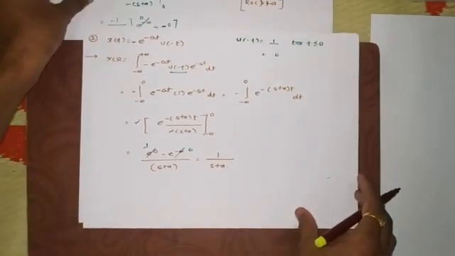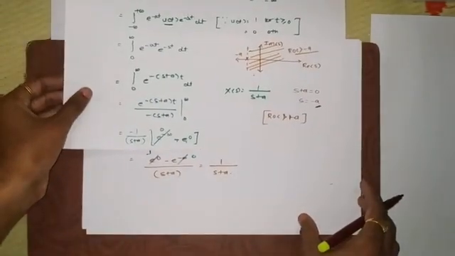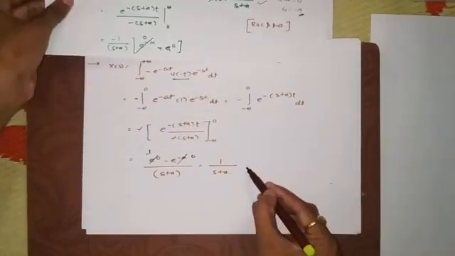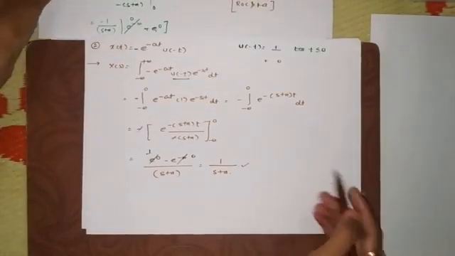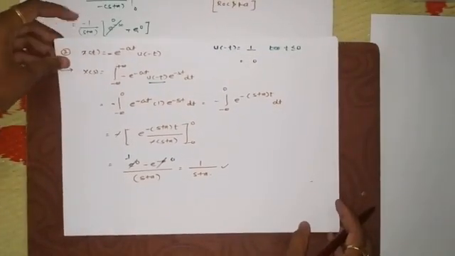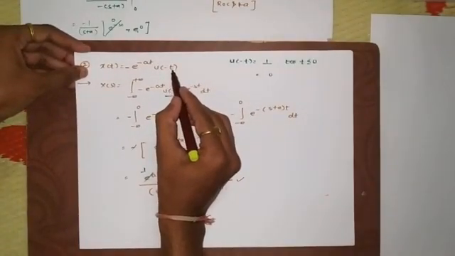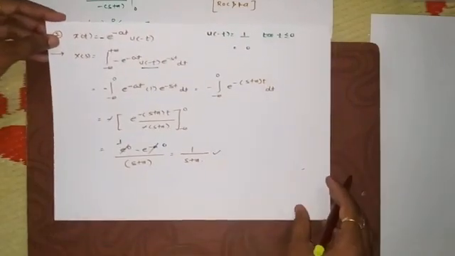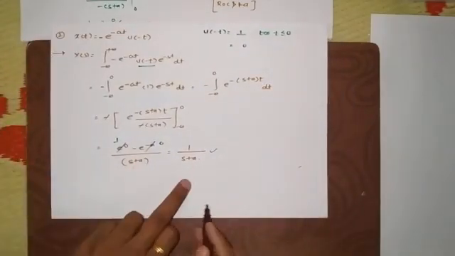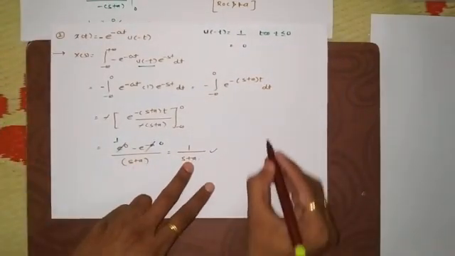If you see, in both the cases the Laplace transform is same. Here also 1 upon s plus a, here also 1 upon s plus a. Only the difference is region of convergence. Now here it is multiplied with u of minus t, that means it is a left sided sequence or signal, sorry. So ROC should be less than the pole point, again the pole point is minus a.